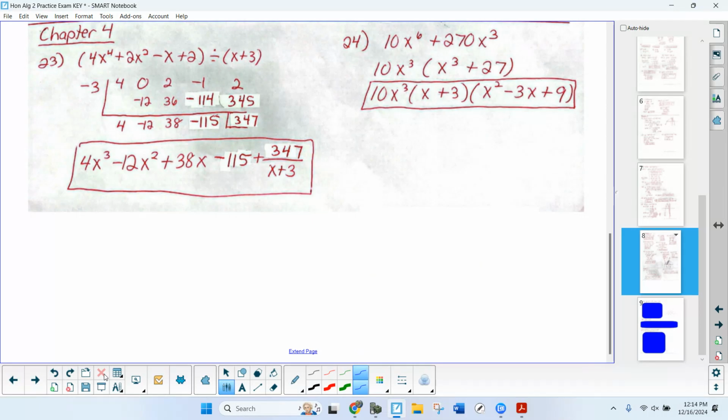You guys remember SOAP? No. Oh, yeah. Okay, so you get x plus 3, x squared minus 3x plus 9. Do you think you're going to have to know SOAP on your exam? Yep. Okay, good job. Just don't forget your x to the third. You brought your GCF down, but you forgot the x to the third. All right, questions on 24.